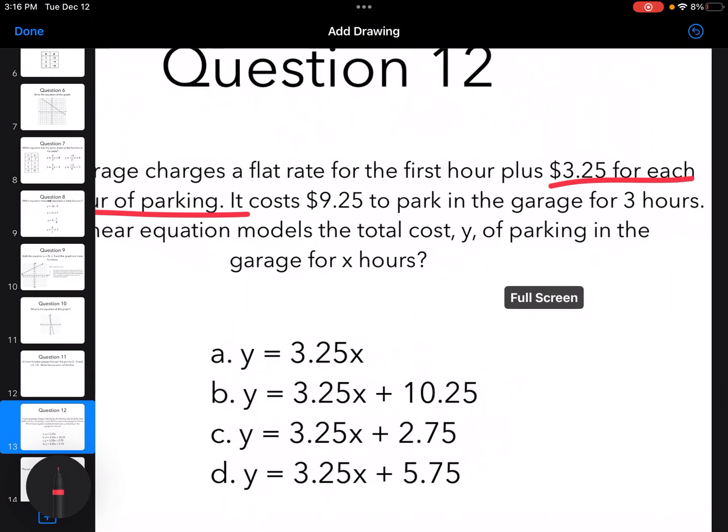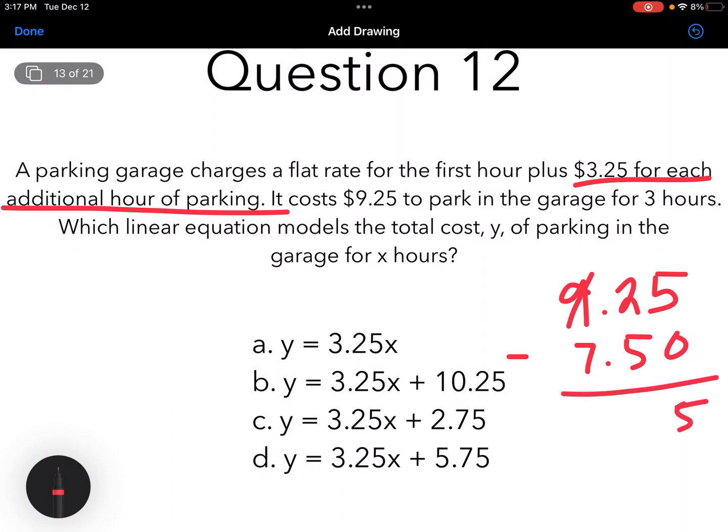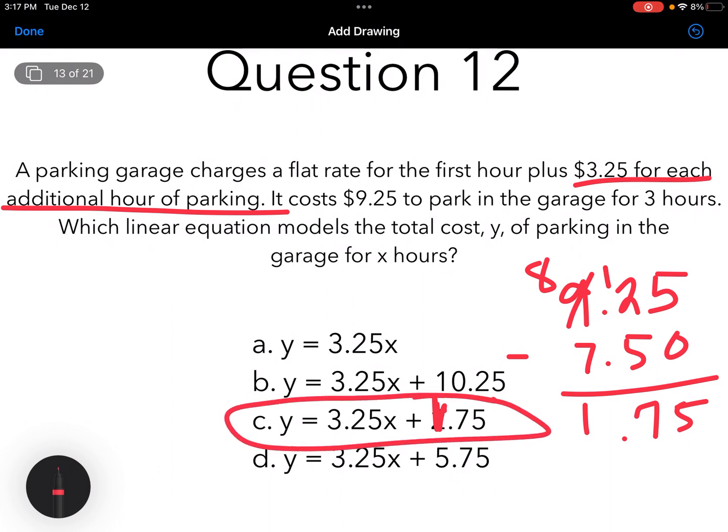So I know that I have $9.25, right? And for 2 hours, it costs $3.25. So that would be, what, $7.50? I'm going to have to change that on the study guide. It'll have to be $1.75. So the answer should be C.